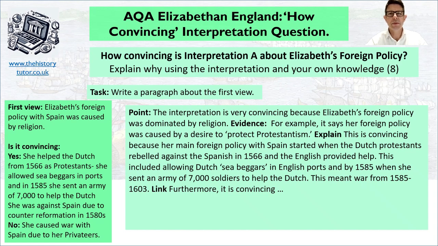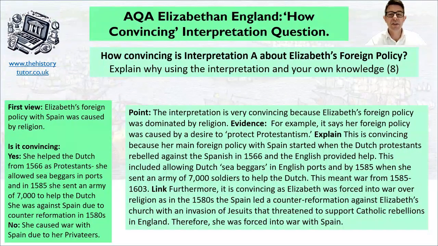So let's do it furthermore, because we think this is very convincing. So let's say furthermore, and is there another way religion is involved in her foreign policy? Okay, so I said, furthermore, it's convincing as Elizabeth was forced into war over religion in the 1580s as the Spanish led a counter-reformation against Elizabeth's church with an invasion of Jesuits that threatened to support Catholic rebels in England. Therefore, she was forced into war with Spain.